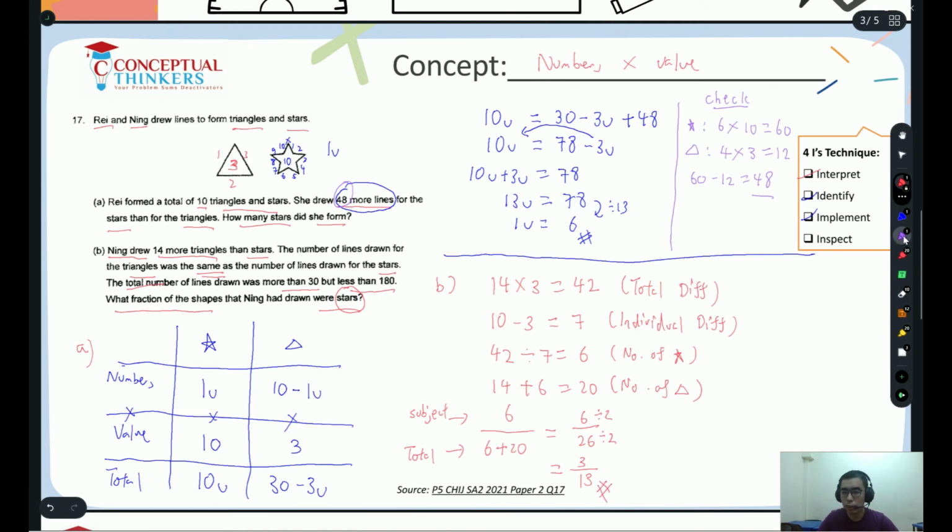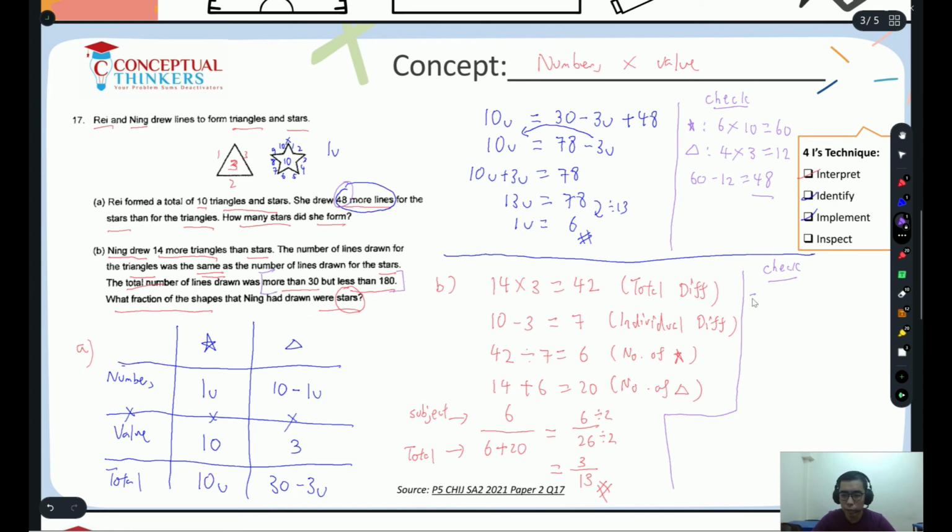Now next, let's check and verify whether the answer makes sense. So let's do some checking. There's one piece of information you notice that I haven't used yet. That is this line here. The total number of lines drawn was more than 30 but less than 180, right? Now this is very important. So I'm going to check now to see whether it makes sense.